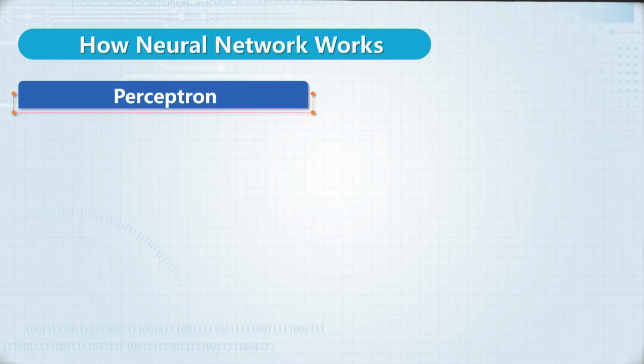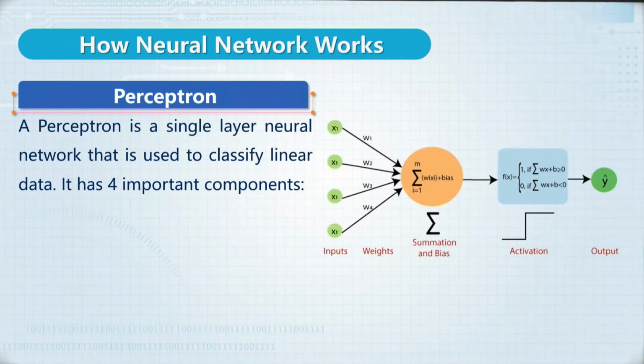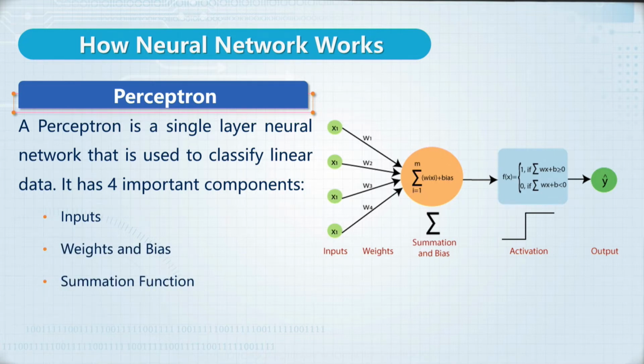A perceptron is a single-layer neural network that is used to classify linear data. It has four important components: inputs, weights and bias, summation function, and activation or transformation function. The basic logic behind the perceptron is as follows.